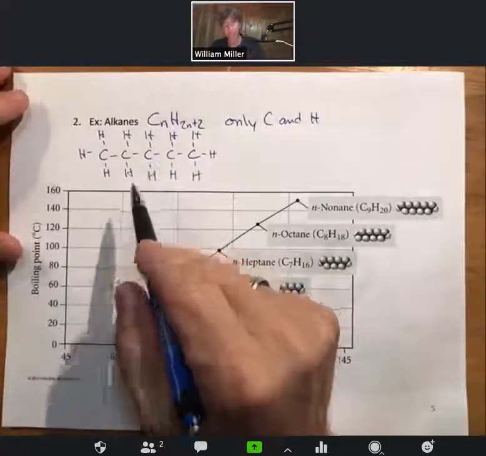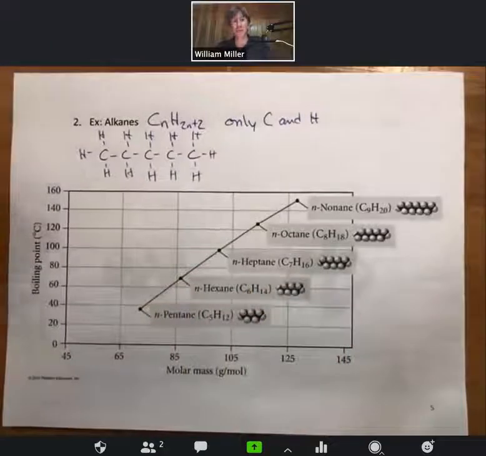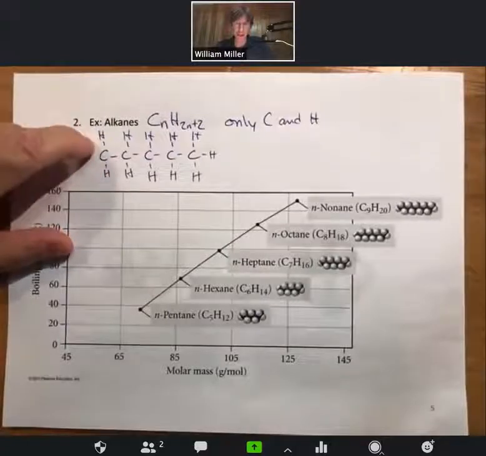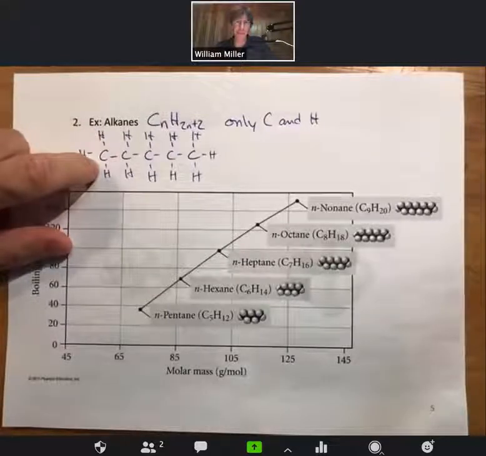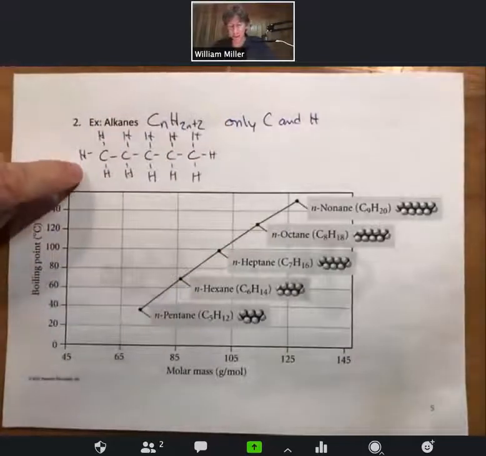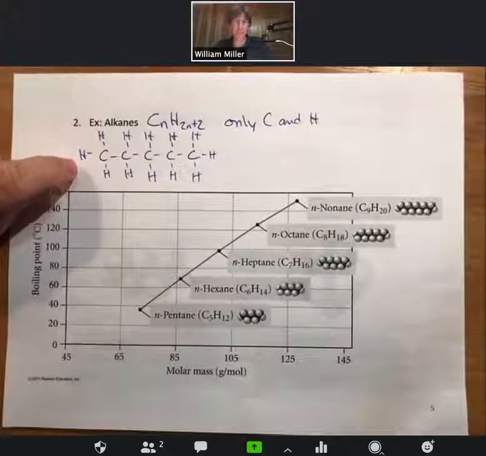Now, we said a couple things when we were talking about polar versus nonpolar last lecture outline. First thing is, anything made out of just carbon and hydrogen is nonpolar. That was one of our rules of thumb, and that's still good. Anything made out of carbon and hydrogen, nonpolar.